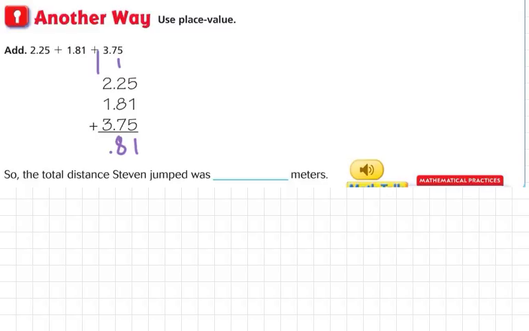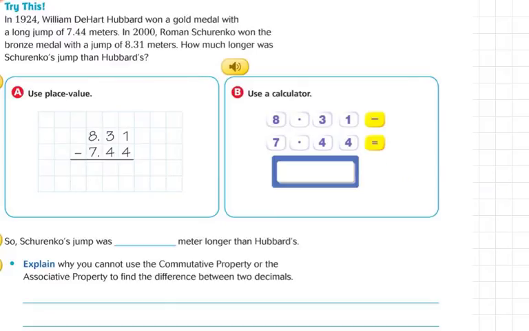2 plus 3 is 5, plus 1 is 6, plus the regrouped 1 is 7. So the total distance that Stephen jumped was 7 and 81 hundredths meters. Now, boys and girls, you notice the answer is the same in both of these strategies. Both strategies are what you're going to need to know when you have to demonstrate your ability to solve these problems.